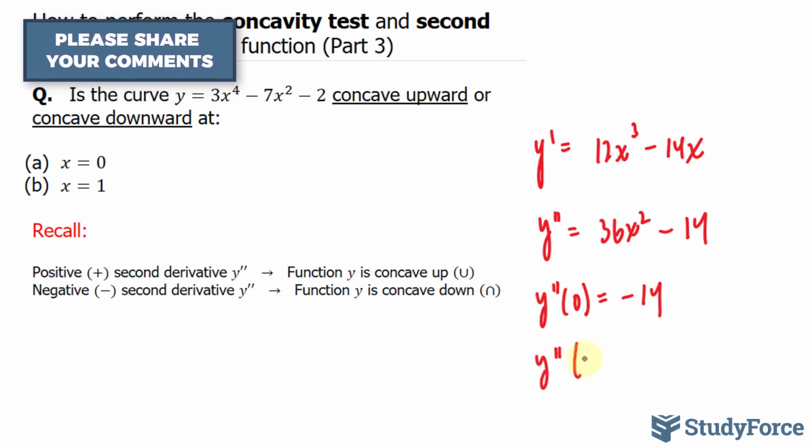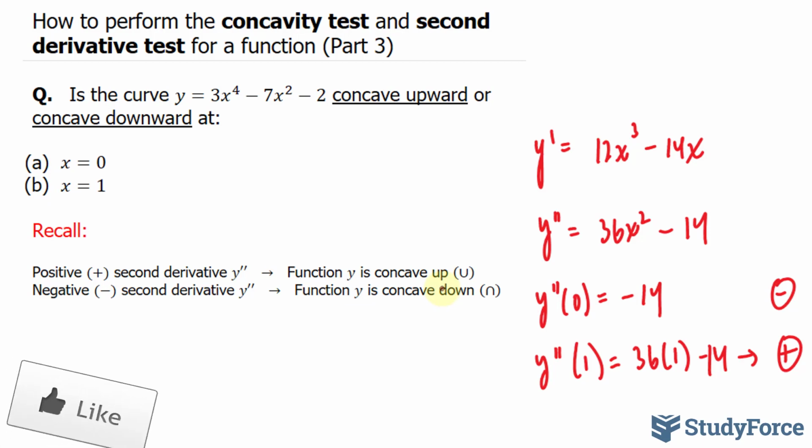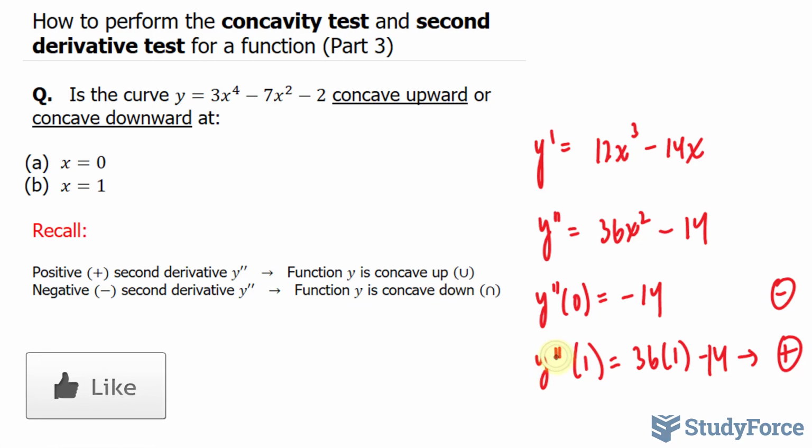And y double prime at 1 is equal to 36 times 1 minus 14. That gives us a positive number, and this obviously is a negative number. So at x is equal to 0 for the second derivative, we end up with a negative output. Therefore, y is concave down at that point.